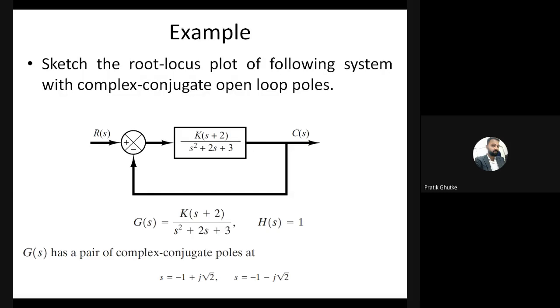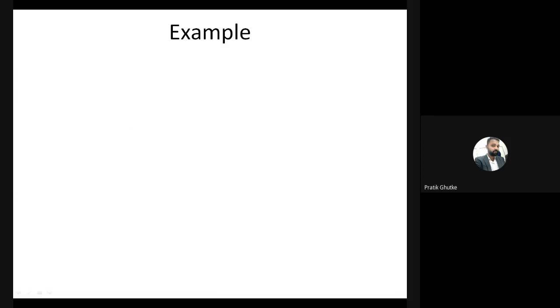So G of s has the complex conjugate pole. So we have to factorize the denominator, s square plus 2s plus 3. Make the factors in your calculator. It will be coming minus 1 plus minus j root 2, or you can say s equals minus 1 plus j 1.414, or s equals minus 1 minus j 1.414. These are the roots of your denominator.